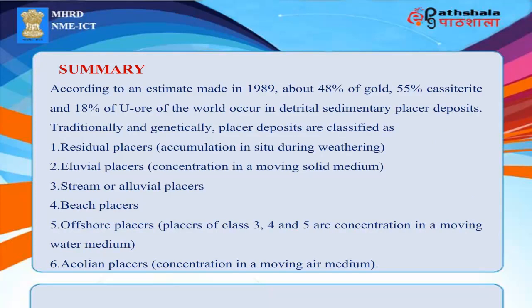According to an estimate made in 1989, about 48% of gold, 55% of cassiterite, and 18% of uranium ore of the world occur in detrital sedimentary placer deposits. Traditionally and genetically, placer deposits are classified as: 1, residual placers; 2, alluvial placers; 3, stream or alluvial placers; 4, beach placers; 5, offshore placers; 6, Aeolian placers.